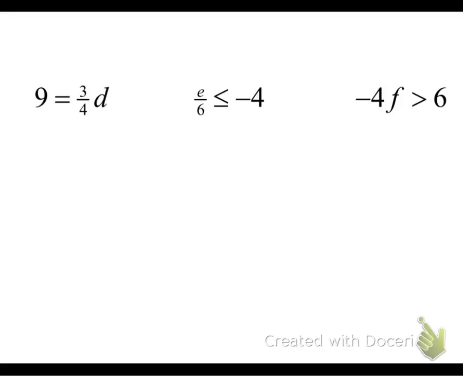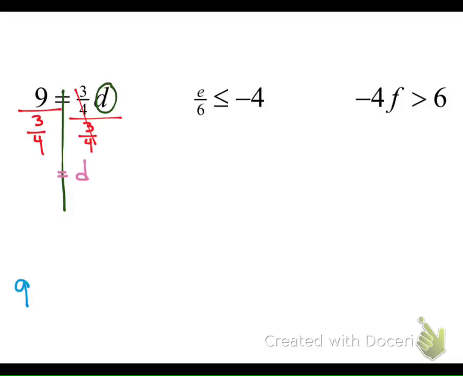9 equals 3/4 times D. Kelsey, how do I get the D by itself? Divide. There we go, much better. So divide by 3/4. So on this side, I'm going to take 9 divided by 3/4. That cancels. I'm going to show my work down here in the blue. Again, you guys don't have to show this step. You already have it done for you. Put my D equals.